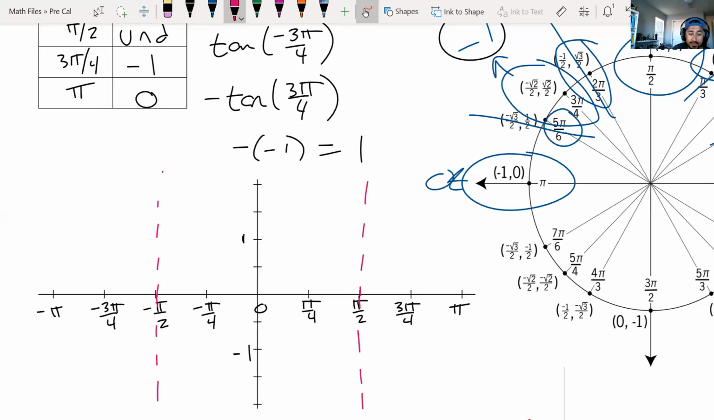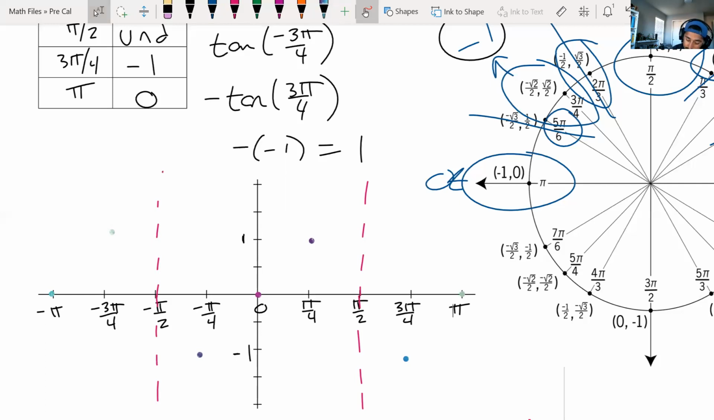Okay, so there's my vertical asymptotes. And then I'm going to plot my points. So negative pi, I'm at 0. Negative 3 pi over 4, I'm at 1. Negative pi over 4, I'm at negative 1, 0, 1. And then 3 pi over 4, I'm at negative 1, and then there's 0.